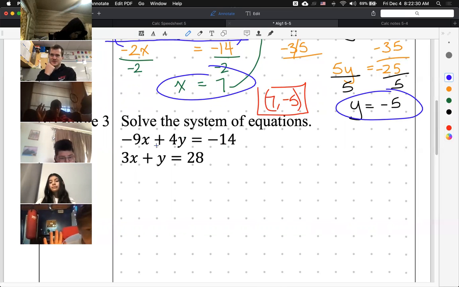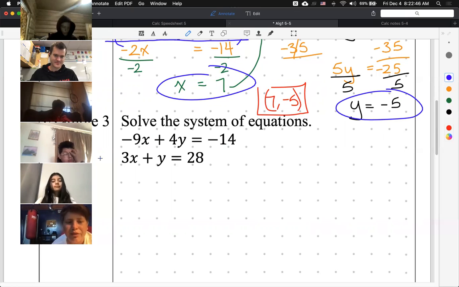I see a bunch of hands. Yeah, Zeke. So you would multiply your bottom equation by -3, and that would leave you with -9x plus -3y equals... I don't know what that would be. Yeah, it's going to be a big number, and we can figure that out together. So essentially multiplying everything down here by -3.